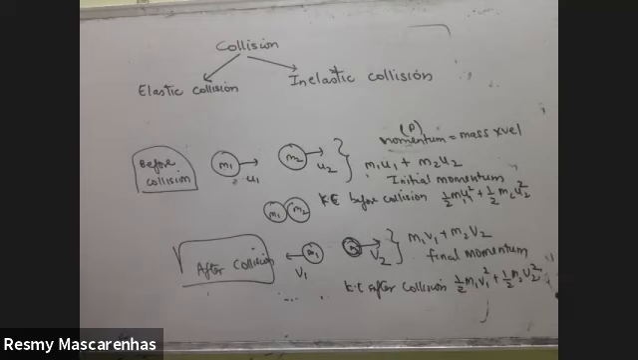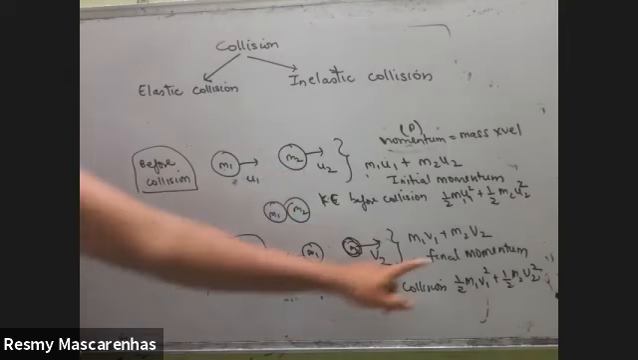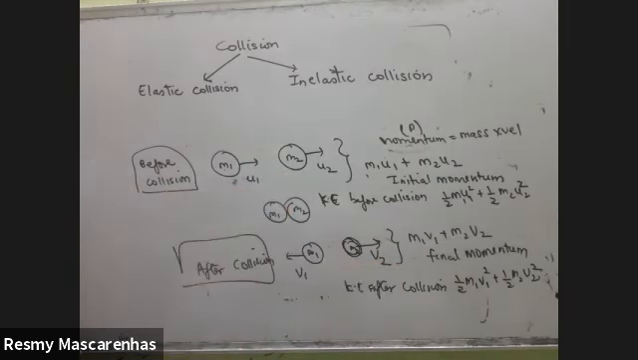Kinetic energy formula everybody knows, that is half mv square. So for before collision velocity we use the letter u, and after collision we use v1 and v2. So u is for initial, v is for final. That's the only difference. Now based on these two things, we'll define this one.